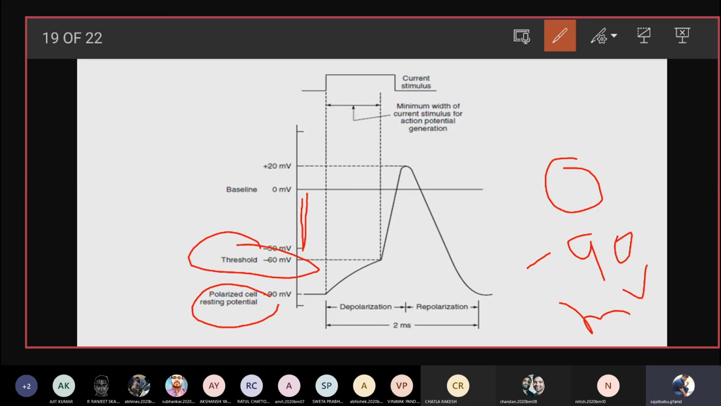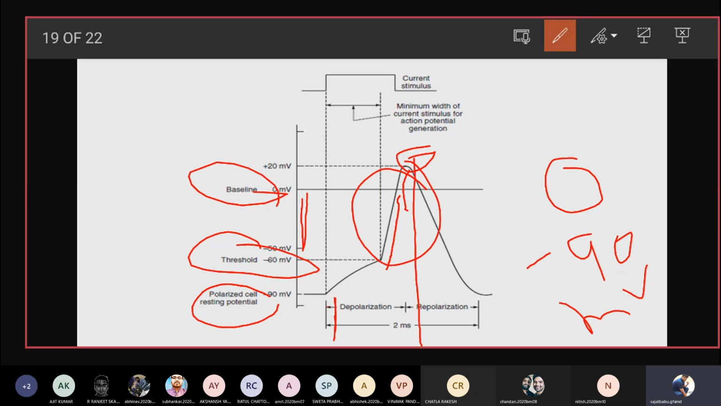What happens? The voltage will increase and increase. It will become 0 millivolts, and after that it will increase up to plus 20 millivolts. This complete stage is known as depolarization. That means from minus 90 millivolts to plus 20 millivolts, the complete rising part of this wave is your depolarization process. The time taken for the cell to reach plus 20 millivolts from minus 90 millivolts is known as your depolarization time.